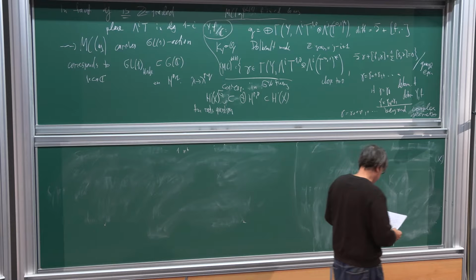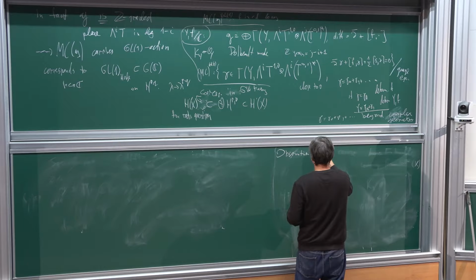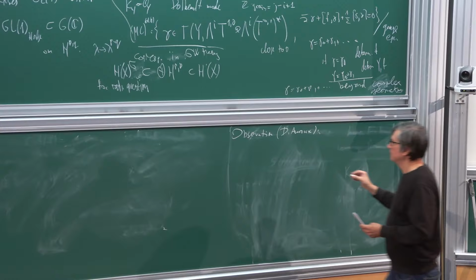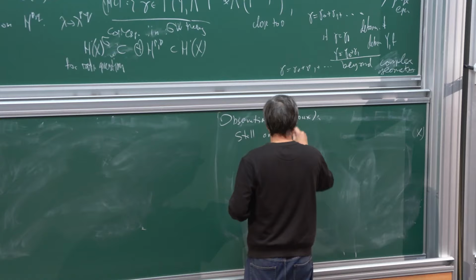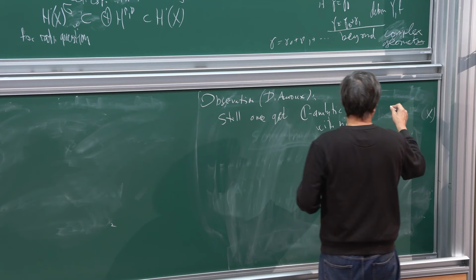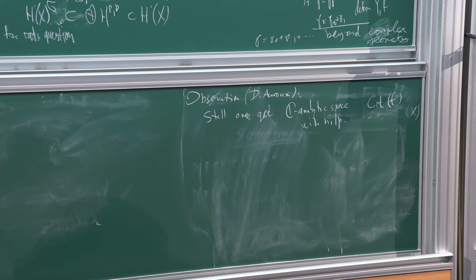But there is something nice here. It was an observation a few months ago by Diniaru that still in this situation you get one complex analytic space with nilpotents, which is kind of like the critical locus as an analytic variety. It's like the spectrum of this Milnor ring. So I get a scheme with nilpotents.